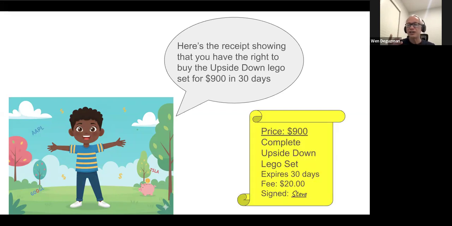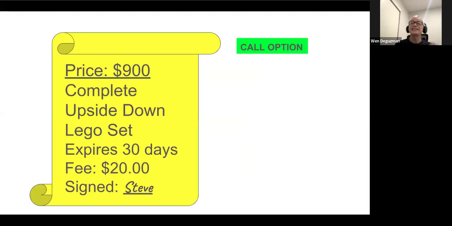So now, in order to ensure that you have a record of this, Steve gave you a receipt showing that you have the right to buy the upside down complete Lego set for $900 in 30 days. He wrote down $900, complete upside down Lego set, expires in 30 days, and the fee is $20, and he signed it. Do you know that that is a call option? That is a call option.